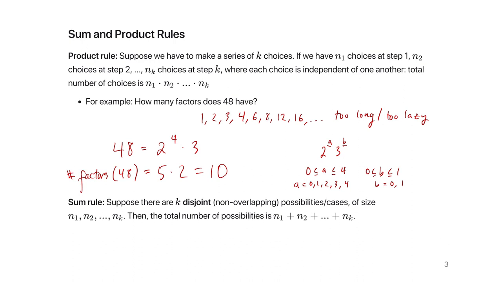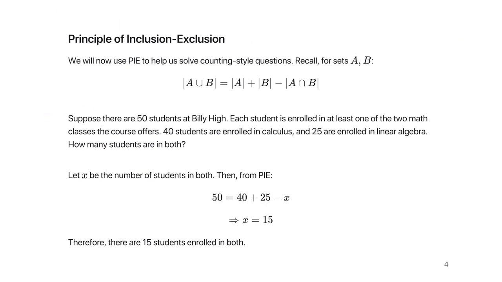And then there's also the sum rule, which essentially tells you if you can break up your problem into a bunch of separate cases that are disjoint, so there's no intersection between the cases, then the total number of possibilities is the sum of the number of possibilities for each of those cases. Okay, pretty straightforward. Okay, I'm going to move slightly quickly just because there's a lot of things I want to cover today.